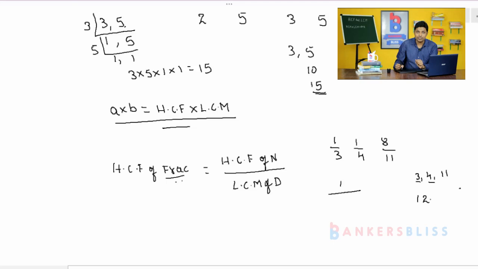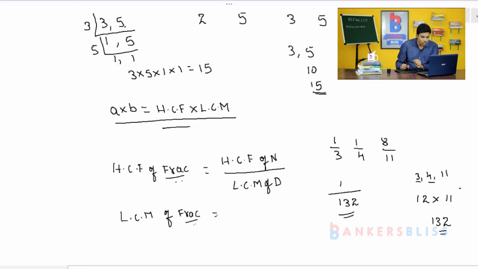12 is the LCM. The next number is 11. Calculate the LCM between 12 and 11. Here also 11 is a prime number, so directly multiply with 12. 12 into 11 is 132. Therefore, the HCF of the fractions is 1 by 132.